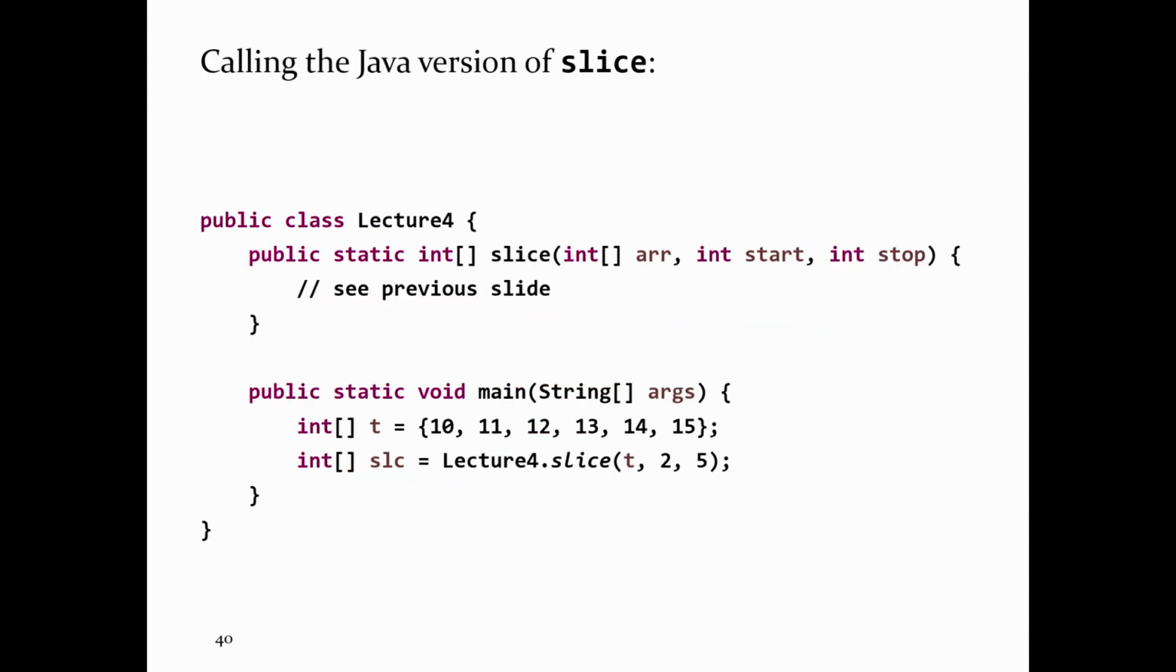Okay, how do you call slice? Well, it's just a method somewhere, so you call it like any other method. If slice is inside the class lecture4, then to call slice, you just write lecture4.slice. Pass in the array that you want to slice, so that's t. Pass in the indexes of the slice, and that returns a new array in which you can store your slice. And away you go. Any questions?